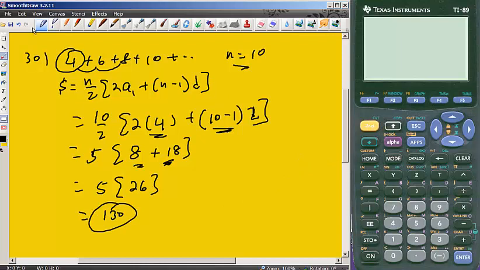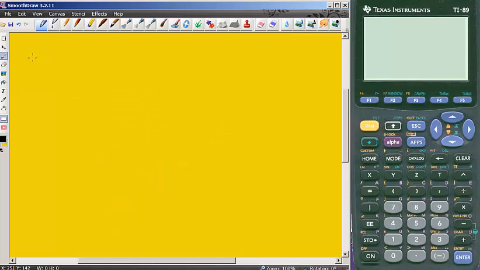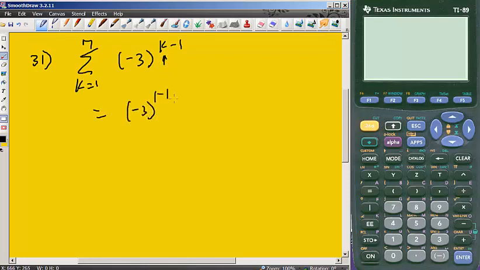Okay, let's go to the next problem. Let's go to 31. In this one they say k is equal to 1 to 7. That means we're going to start at k equals 1 and then go to 7. So negative 3 to the k minus 1 is my formula. Of course, if we do it the long way, the first number we plug in for k is 1, so it'll be negative 3 to the 1 minus 1. Plus the second number we plug in is negative 3 to the 2 minus 1. And then plus negative 3 to the 3 minus 1.